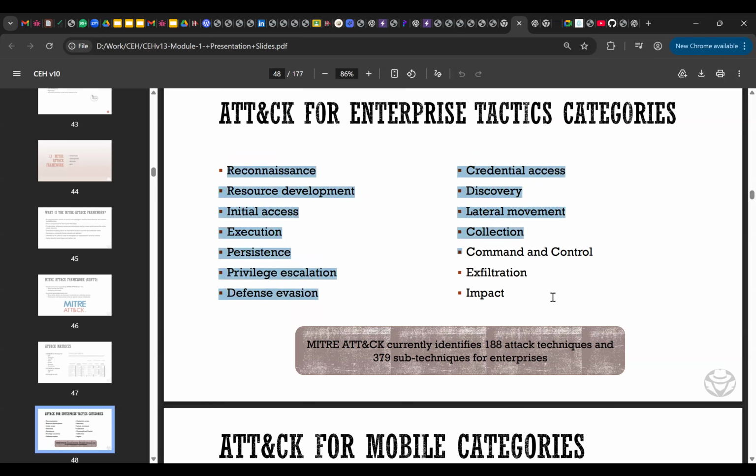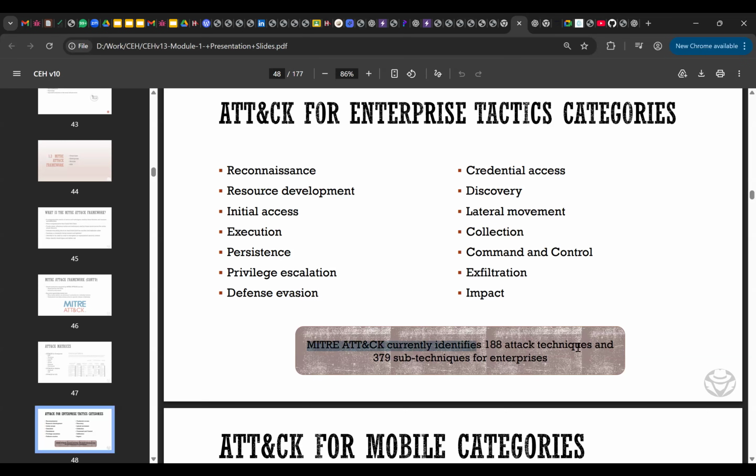Any questions on this part, on these tactics? So far, okay, sir. What exactly does the highlighted text below mean: ATT&CK currently identifies 188 attack techniques?